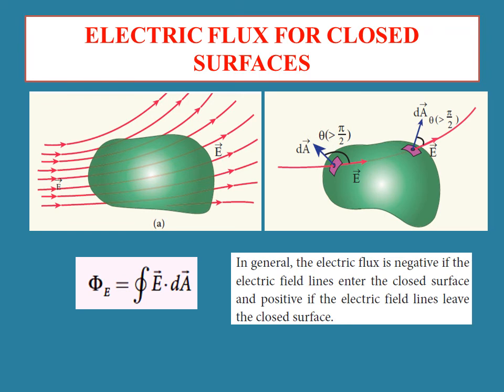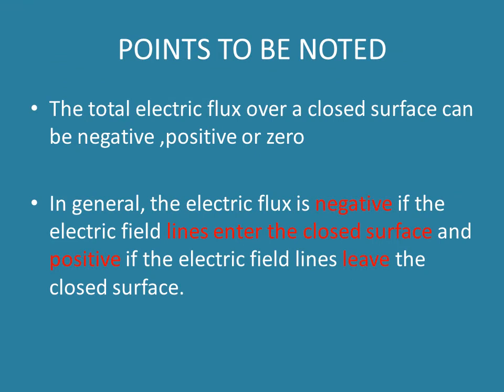Now, in general, the electric flux is negative if the electric field lines enter the closed surface and positive if the electric field lines leave the closed surface. The point to be noted here is that the total electric flux over a closed surface can be negative, positive, or zero.